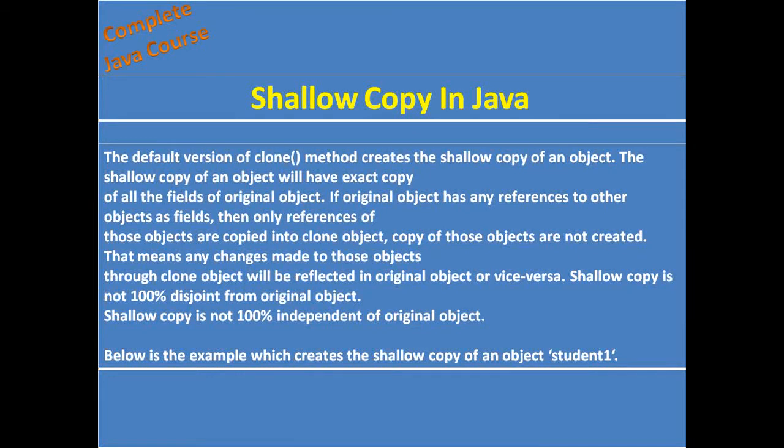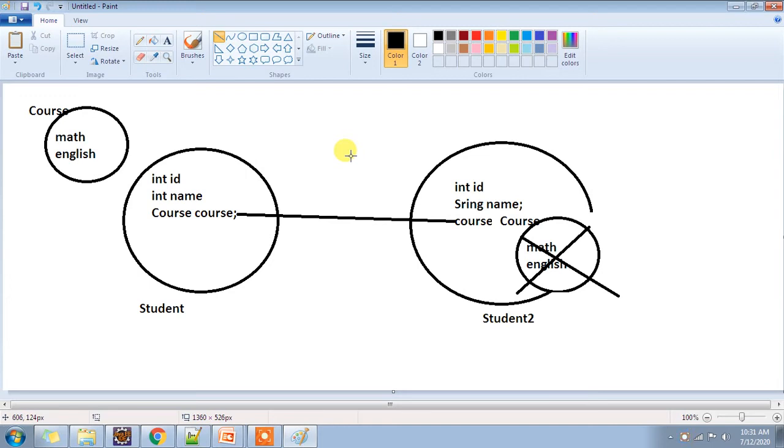Copies of those objects are not created. That means any changes made to those objects through the clone object will be reflected in the original object or vice versa. Shallow copy is not 100% disjoint from the original object. Shallow copy is not 100% independent of the original object. Below is the example which creates the shallow copy of an object student1. So let me explain the shallow cloning with the example.